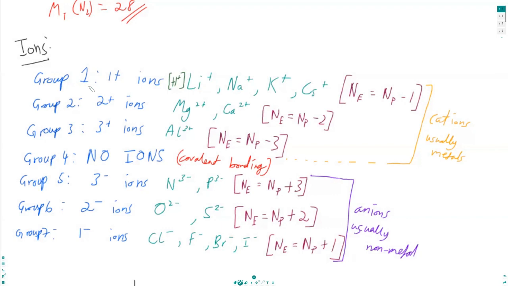So lithium: the noble gas before lithium is helium. So lithium loses its single electron to maintain stability and have the electron configuration of helium. Whereas oxygen gains 2 electrons in order to have the electron configuration of neon.